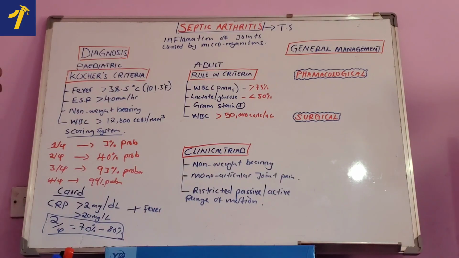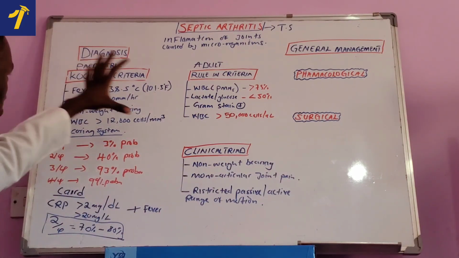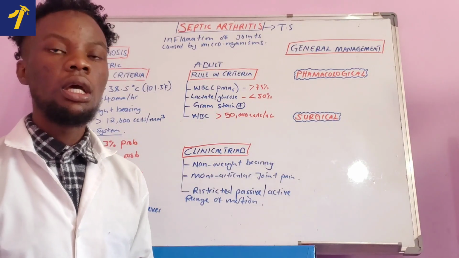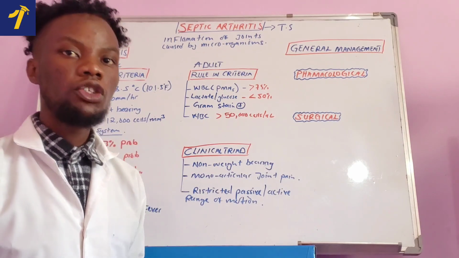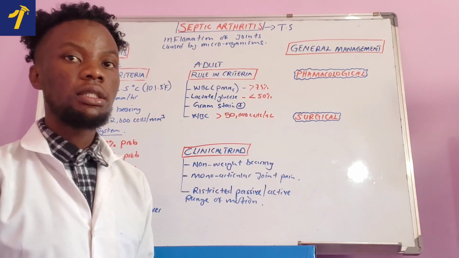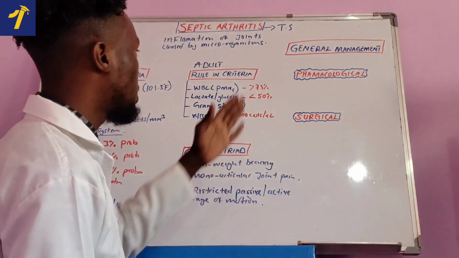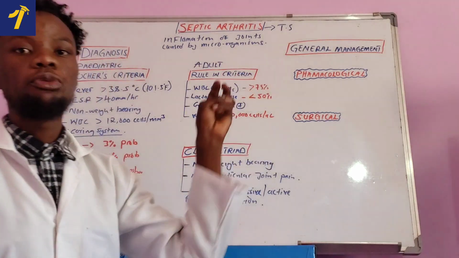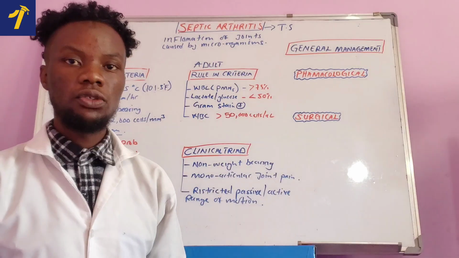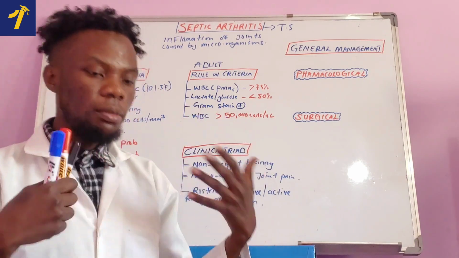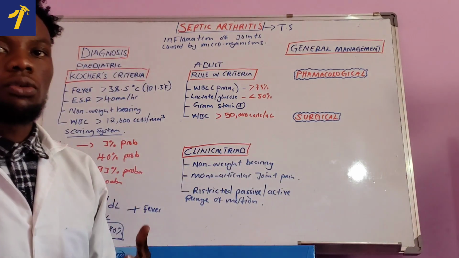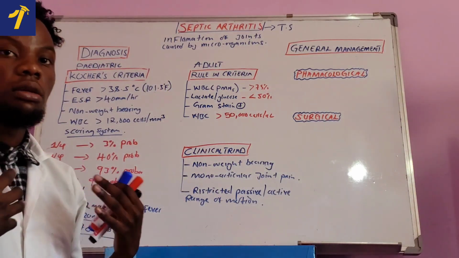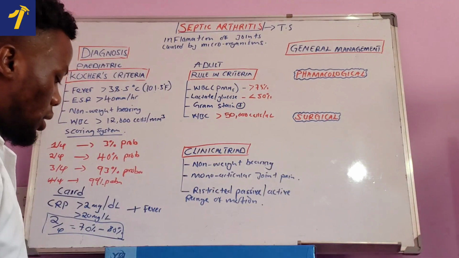Now the other important thing that we need to know, now that you have the clear picture of how you can diagnose septic arthritis, is what is the best way in which you can manage septic arthritic patients? Okay, so these are the things that you can consider. Now this is just a general management, not the specific management. You need to take note of that. General management simply means the things that you can do in order to treat the septic arthritis, just not in details.